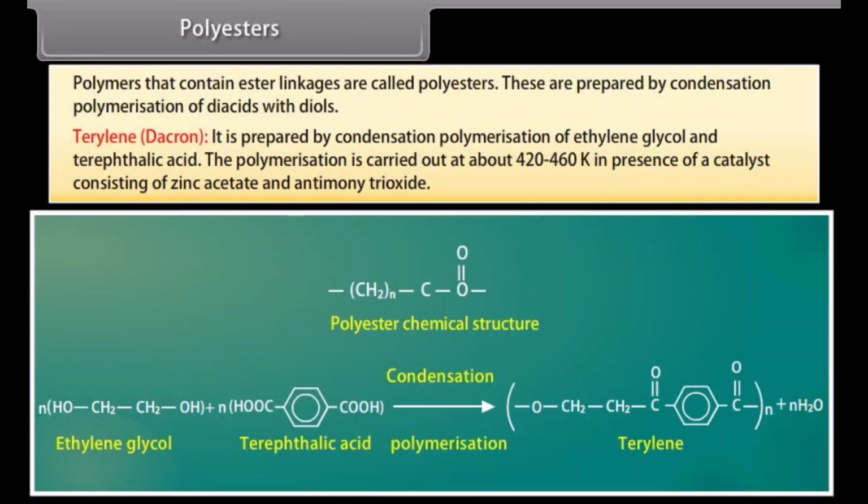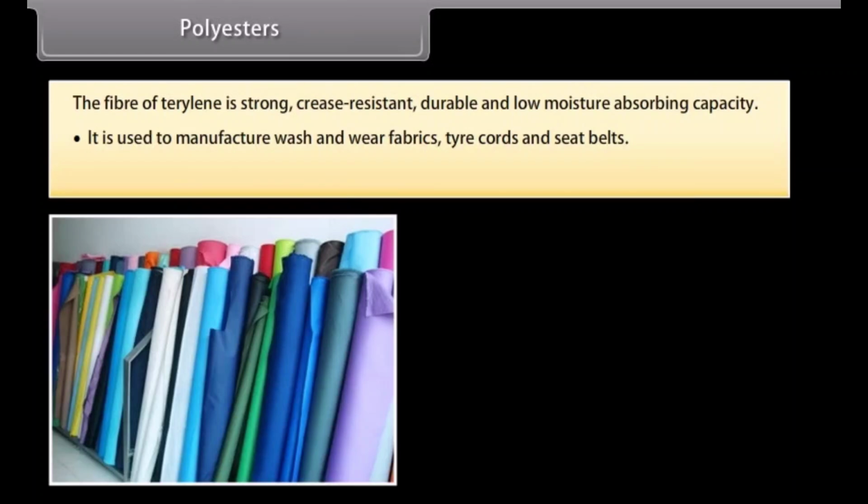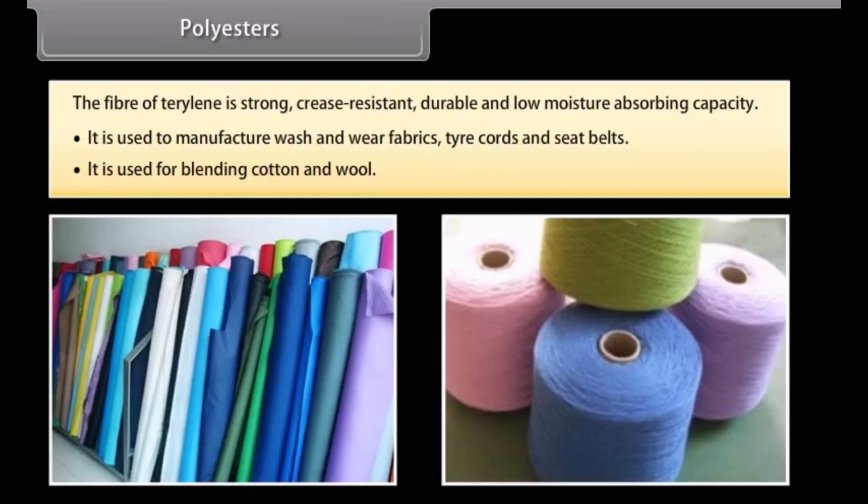The polymerization is carried out at about 420 to 460 K in the presence of a catalyst consisting of zinc acetate and antimony trioxide. The fiber of terylene is strong, crease-resistant, durable, and has low moisture-absorbing capacity. It is used to manufacture wash and wear fabrics, tire cords, and seat belts. It is used for blending with cotton and wool to provide better finish and increase their resistance to wrinkles and wear and tear.